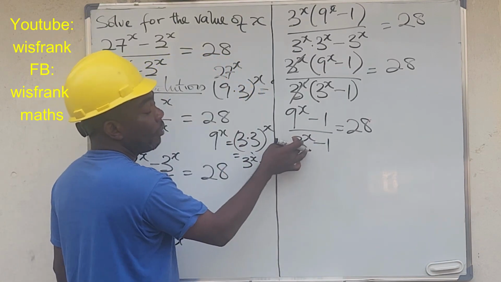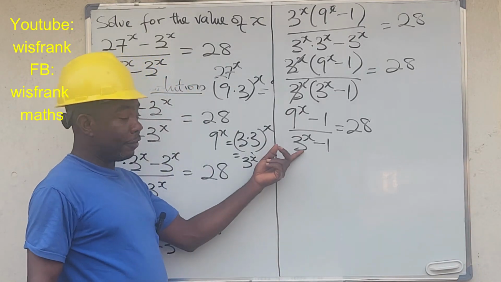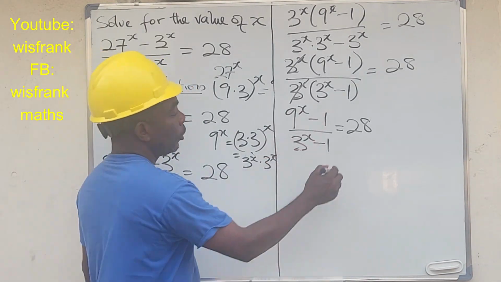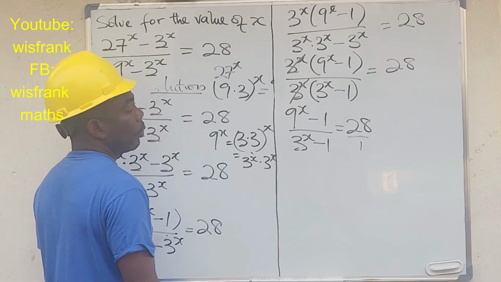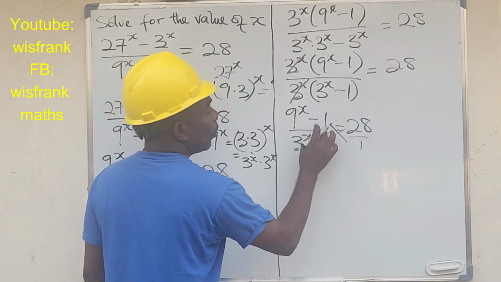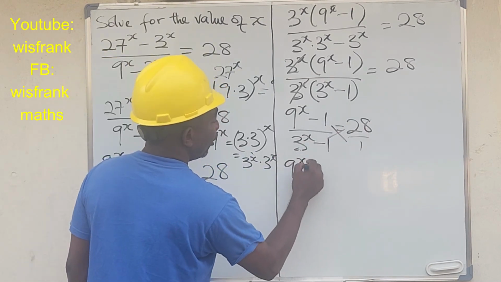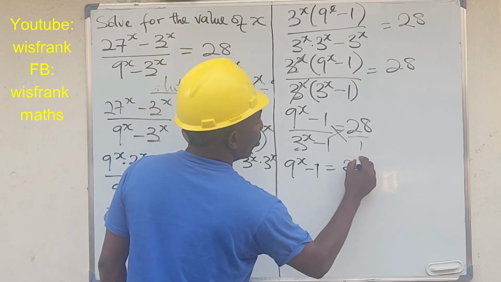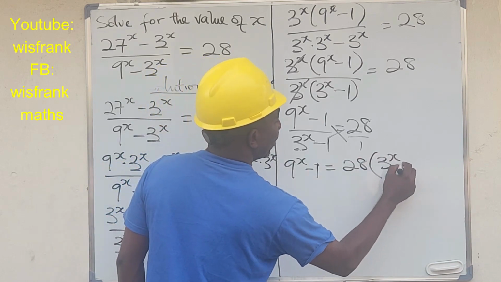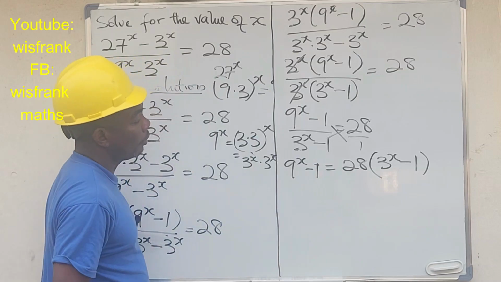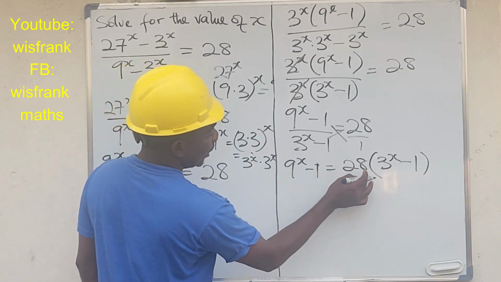So here we have a fraction. In order for us to clear this fraction, we have to cross multiply. So this is the same thing as 28 all over 1. When we cross multiply, we have 9 raised to the power of x minus 1 equals 28 into 3 raised to the power of x minus 1. So this is what we have. So here is the same thing as, let's expand this.